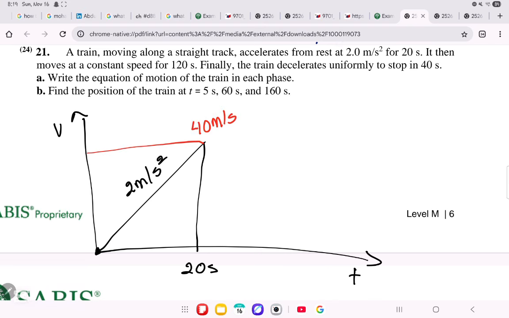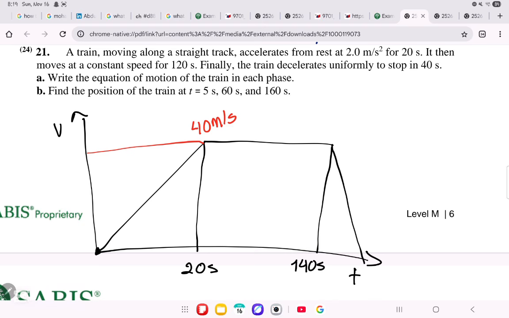Then, what is my second phase of motion? It then moves at a constant speed for 120 seconds, okay? So 20 plus 120, 140 seconds. And then the train decelerates uniformly to a stop in how much? In 40 seconds. Write the equation of motion of the train in each phase.